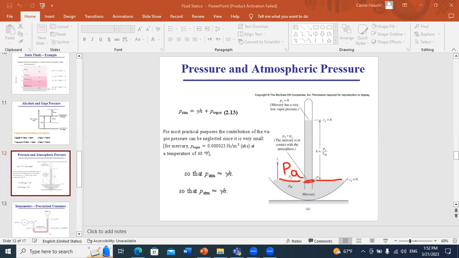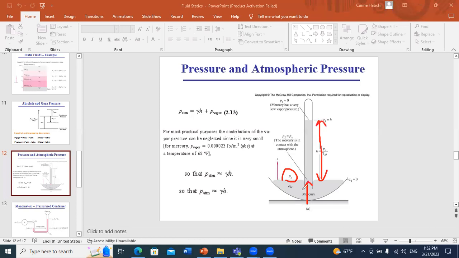Okay. And we should look at what we have above this point. To determine the pressure at this point, because if we know the pressure at this point, we can measure the atmospheric pressure or the pressure in the room. We can say that this point is below a certain height of mercury, H.